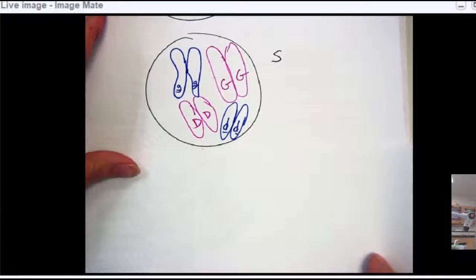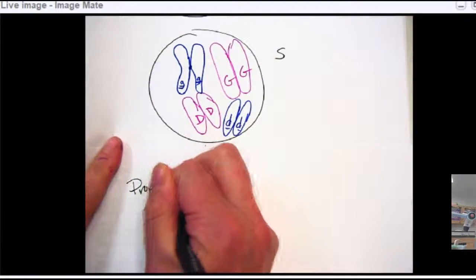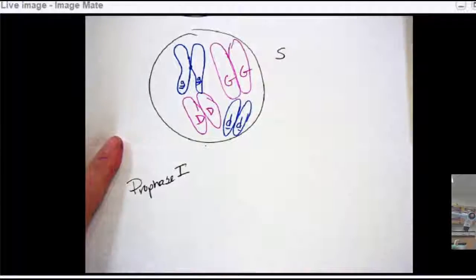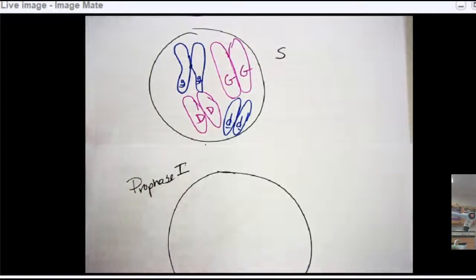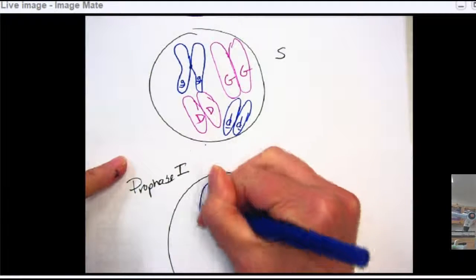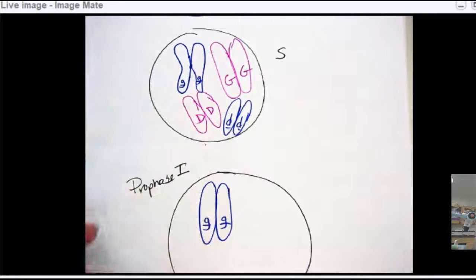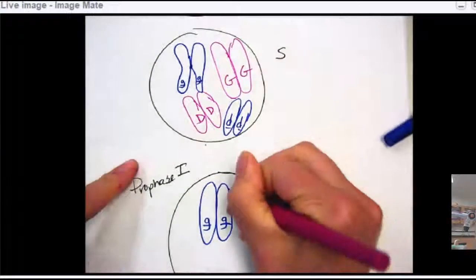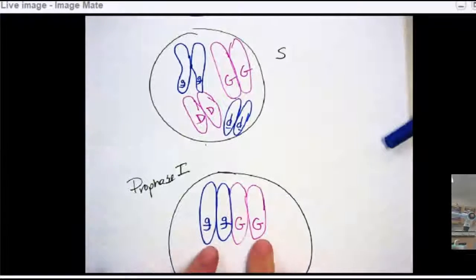So knowing that this was S, here we have prophase 1. In prophase 1, we form tetrads. And what that means is that our homologous chromosomes line up together. So here's my chromosome number 1. Here's homologous chromosome number 1. Together they form a tetrad. Blues are sisters. Blue compared to pink are homologs.